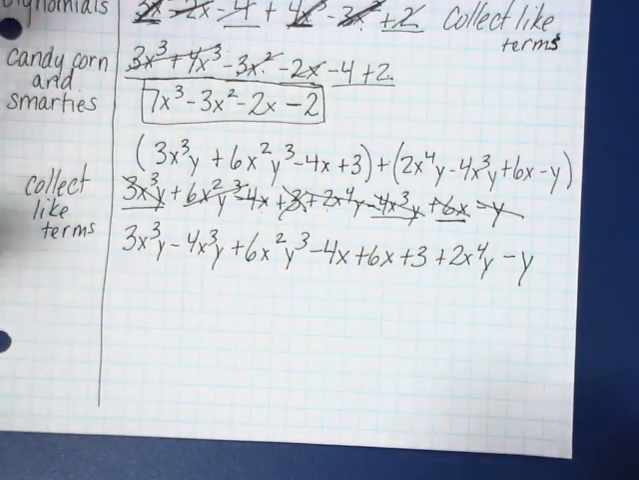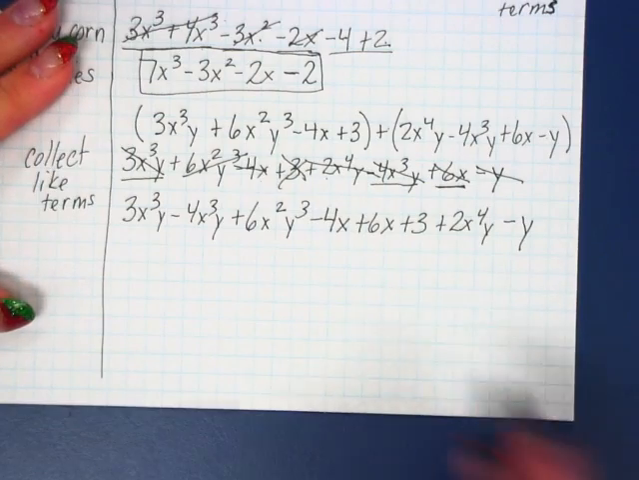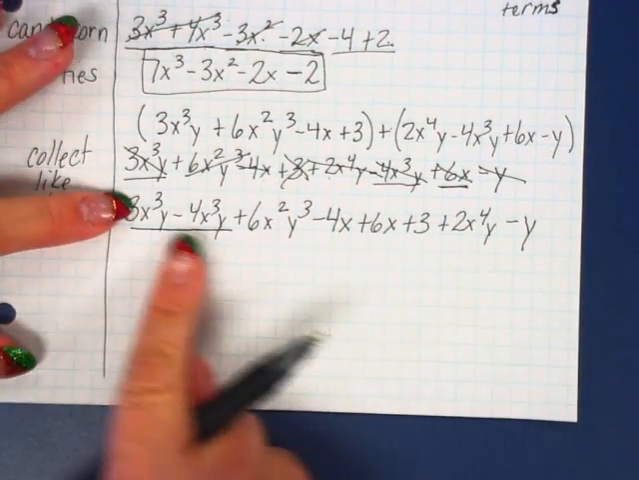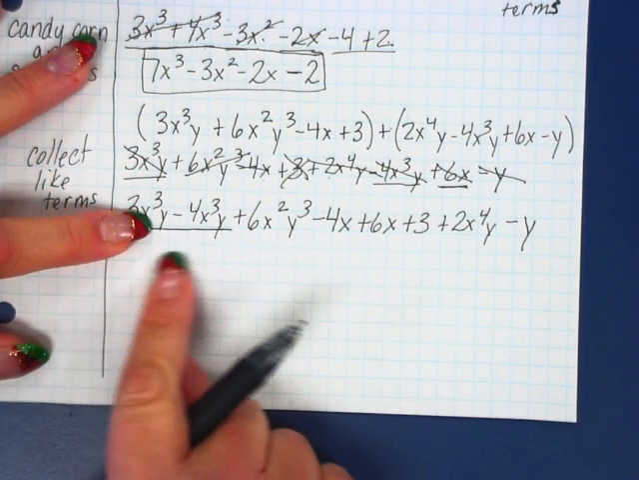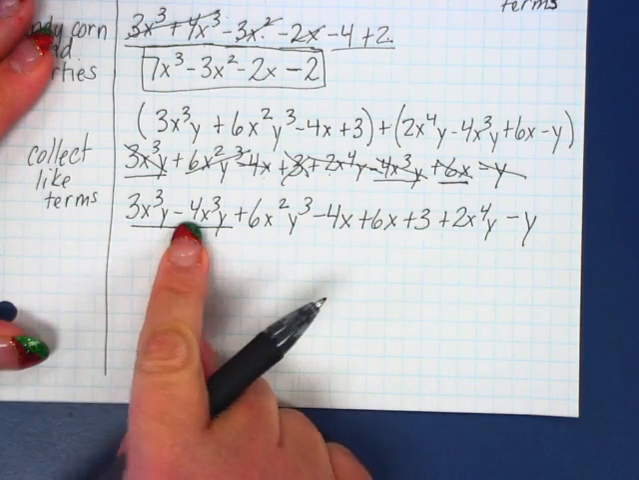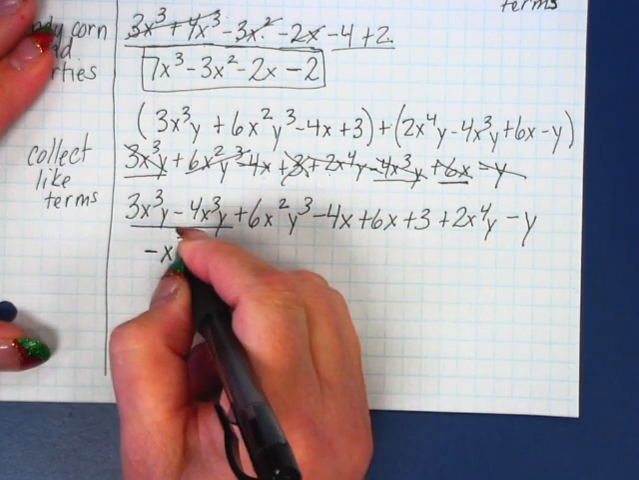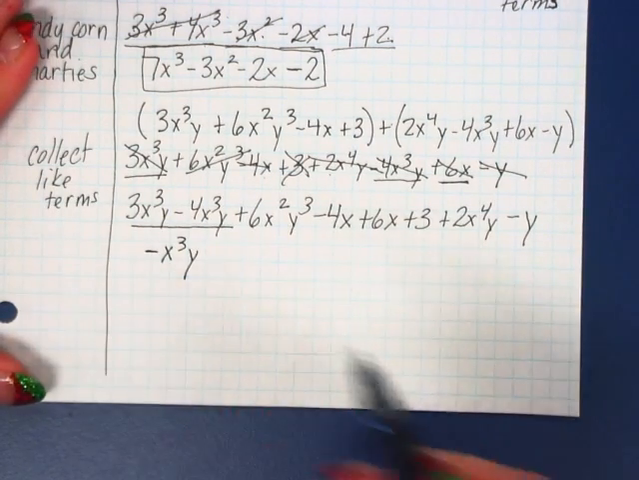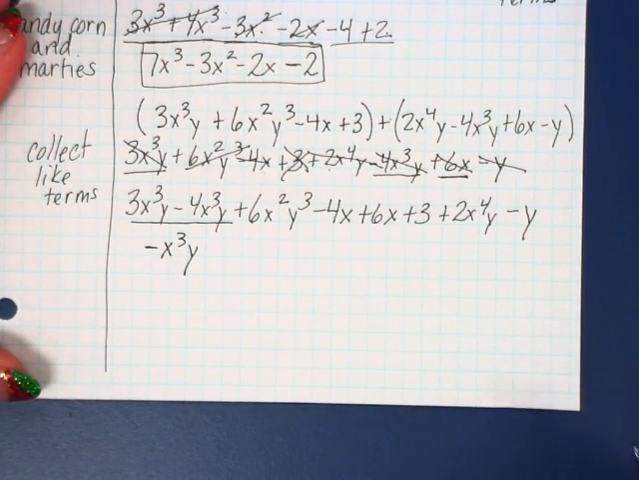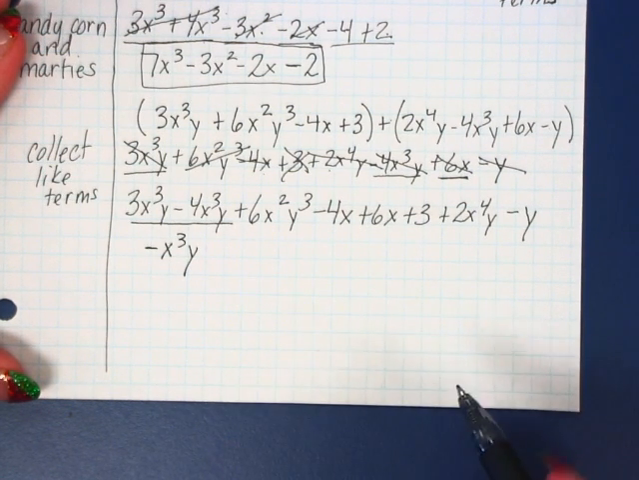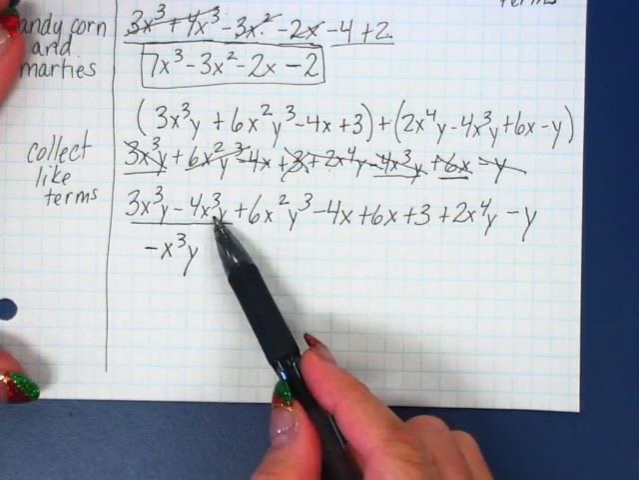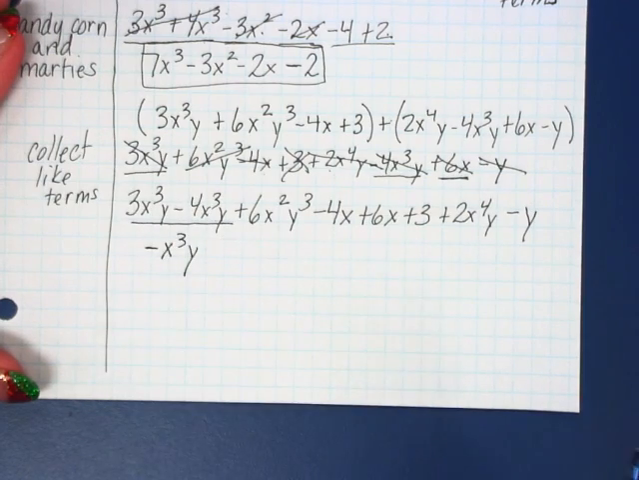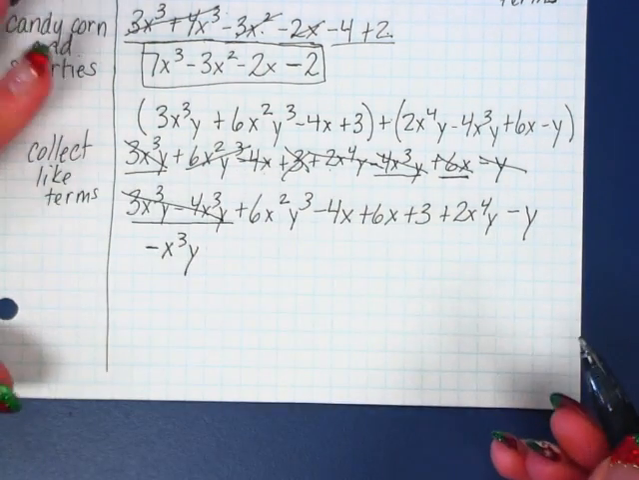When adding together, remember your candy corn and Smarties. These two are exactly the same variables. X to the third, y. I can add them together. 3 minus 4 is negative 1 x to the third y. You'll notice that the variables stay the same. They stay the same when you're adding and subtracting. So just like I said before, if this was 3 candy corn and 4 candy corn, 3 take away 4 would give me negative 1. Crossing this out so that I kind of keep a visual.